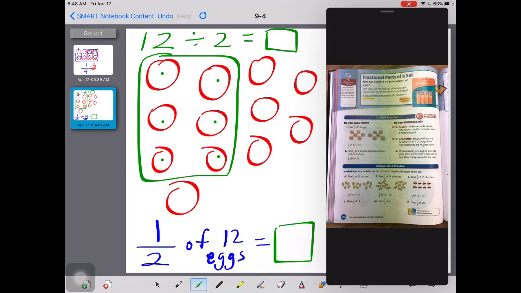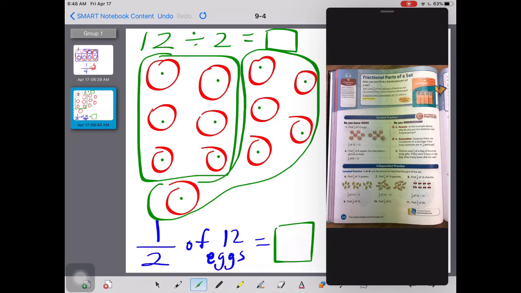There's 6. And let's make sure the other one equals 6 too. 1, 2, 3, 4, 5, 6. Hey, look at that. It's the same. They're equal. Now, they don't look the same, but they have the same amount of eggs in them. 6 eggs here, 6 eggs here. So 12 divided by 2 equals 6.